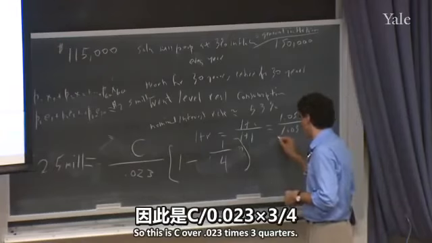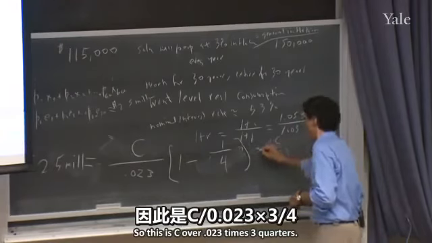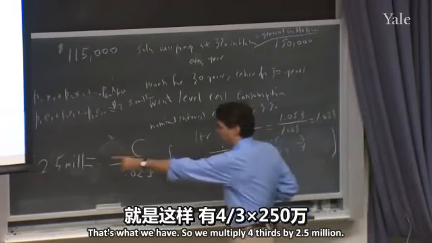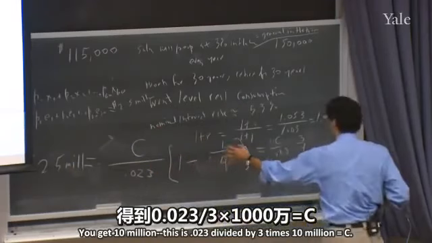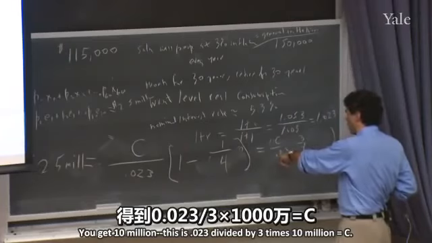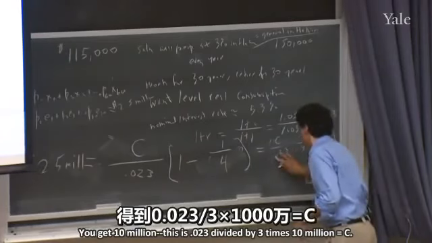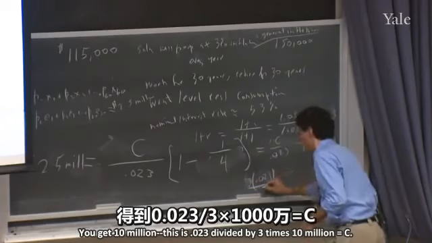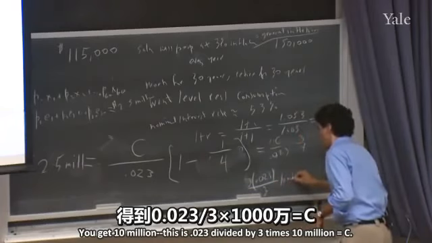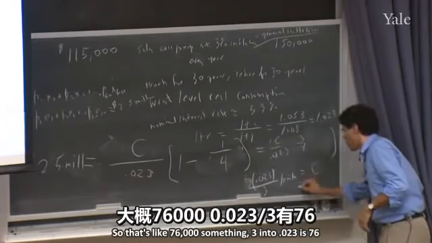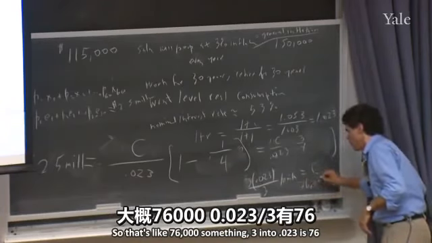So we have 3/4 here. This is C over 0.023 times 3/4. That's what we have. So you multiply 4/3 by 2.5 million, you get 10 million over 3. So 0.023 times 10 million divided by 3 equals C. And so that's like 76,000 something.